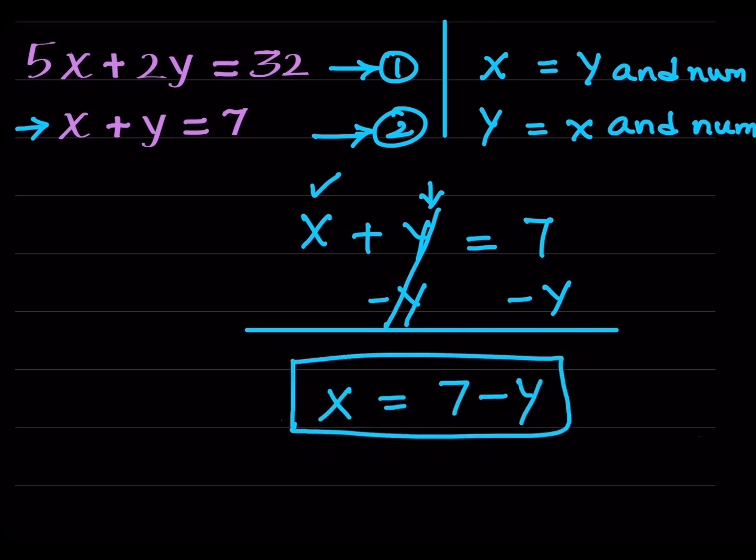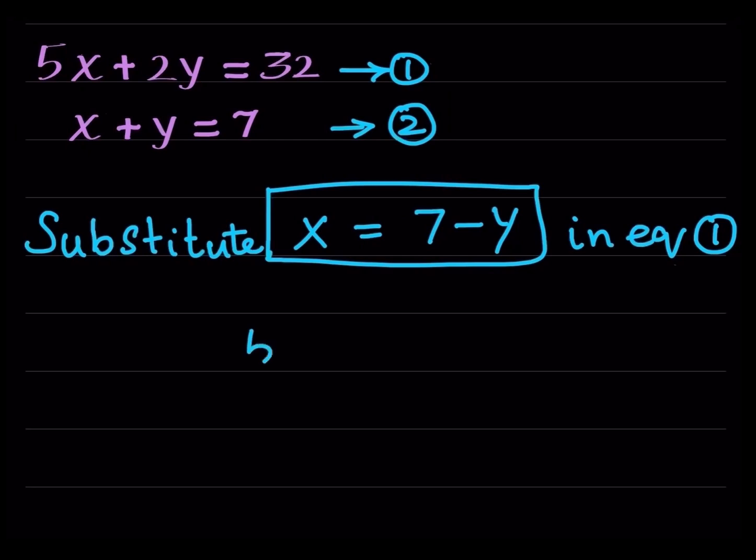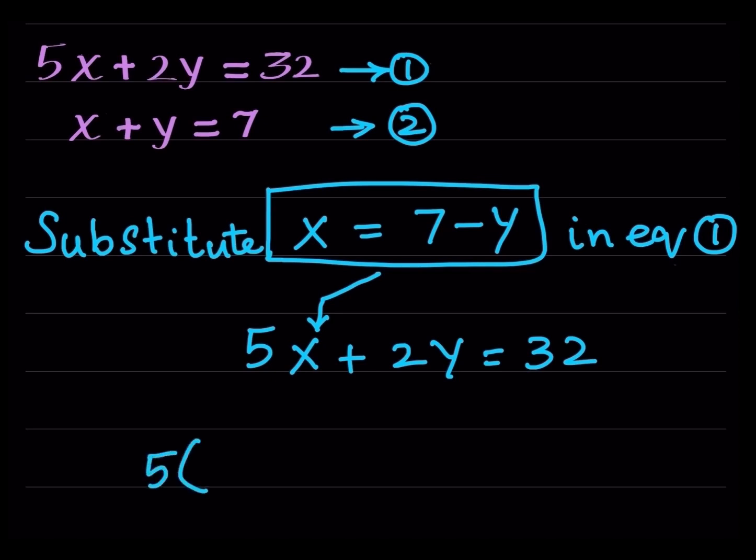So I am going to substitute x equal to 7 minus y in equation 1. So I'm going to write equation 1, 5x plus 2y is equal to 32. So instead of x, I'm going to write 7 minus y. So 5 times, instead of x, 7 minus y, plus 2y is equal to 32.